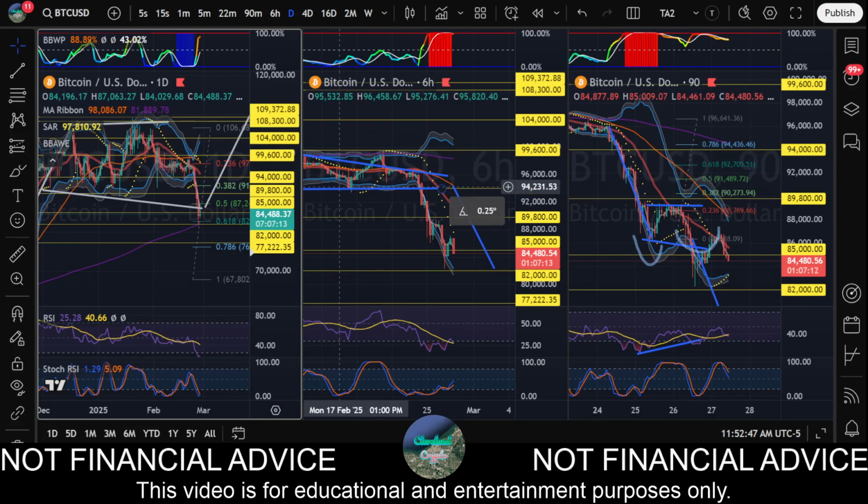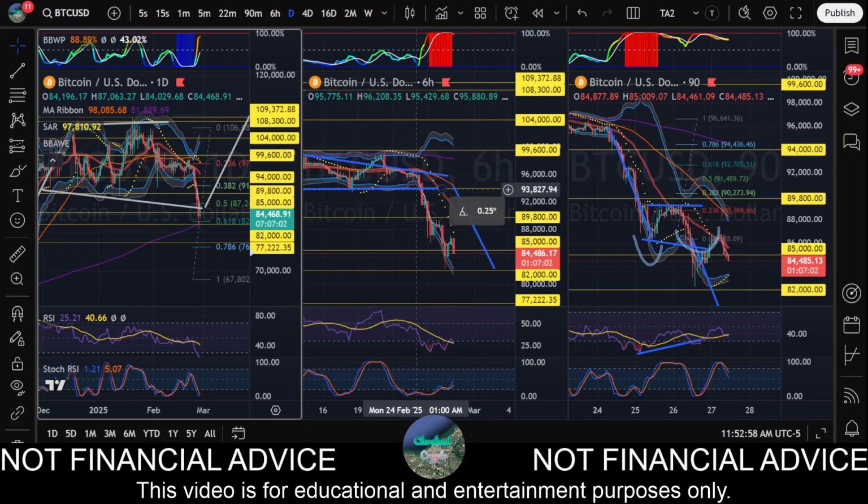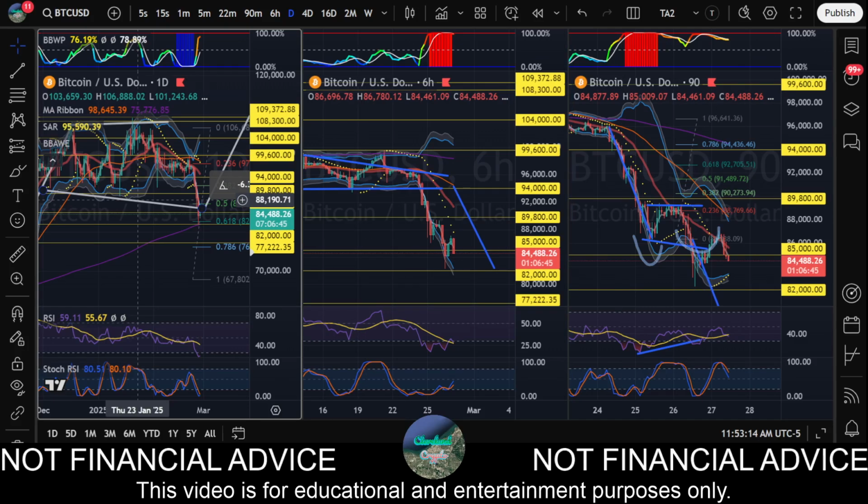So, we went a little bit lower from yesterday. How much lower? Well, we made it down to the measured move of this bear flag from the 6-hour chart. Yep, made it all the way down to that measured move, pretty much exactly to it. And you'll also notice that the 200-day moving average here on the daily chart is hanging out right around here.